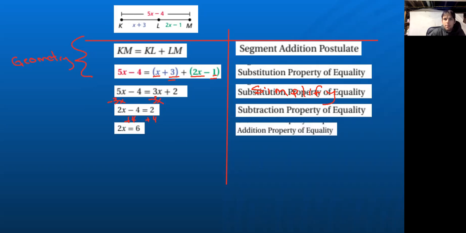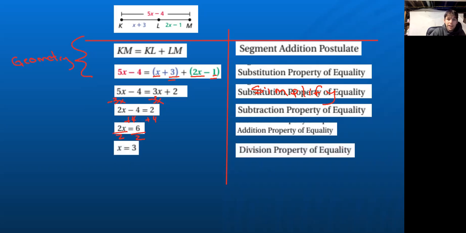And then the final step when we're solving this is we're going to be dividing by 2, right? So dividing by 2, that's our division property of equality. And we got our final answer. Yep, you were totally right. X equals 3. A couple people sent me that already.